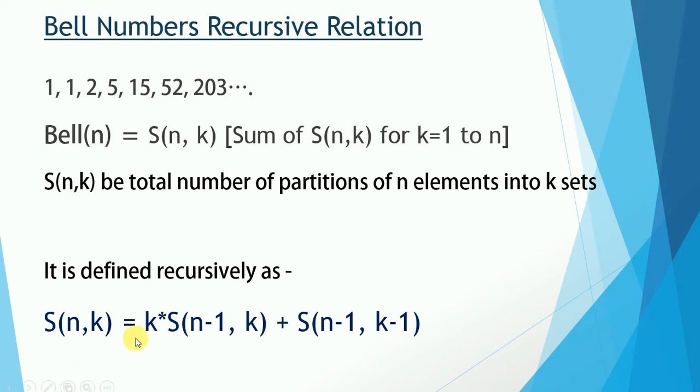So this recursive relation says that Sn,k is equal to k times Sn-1,k plus Sn-1,k-1. Looks a little bit complex. Don't worry, we are going to understand it using examples. But first, let's find out the meaning of these two components of the relation.